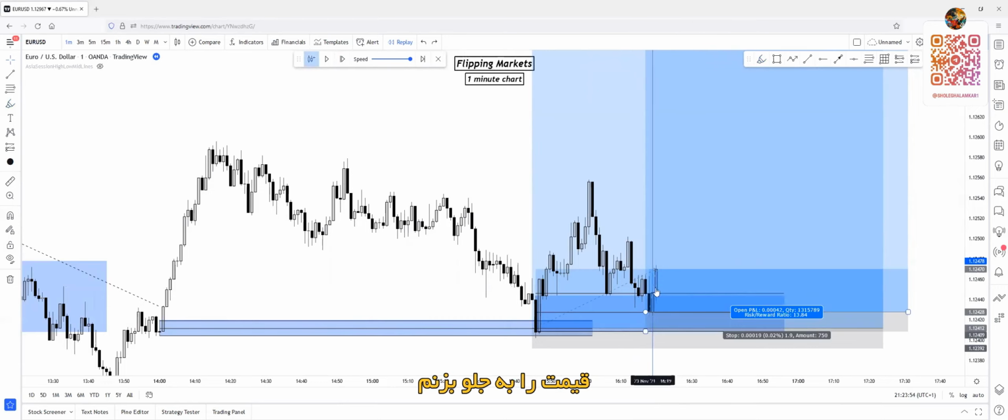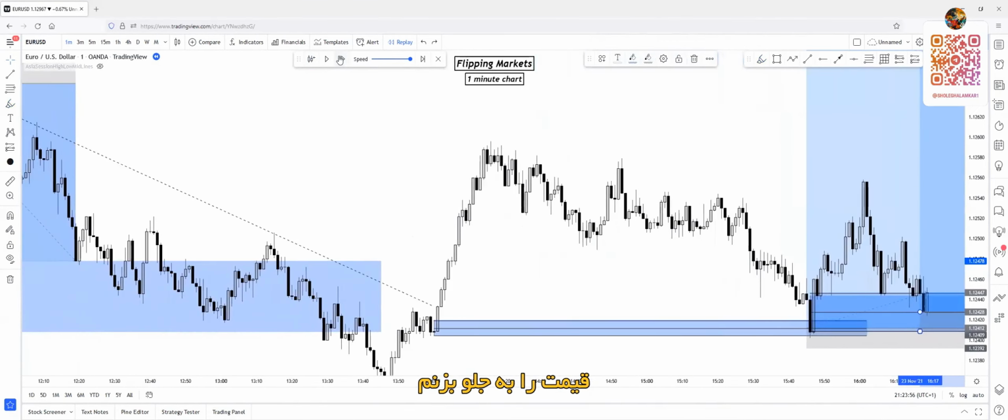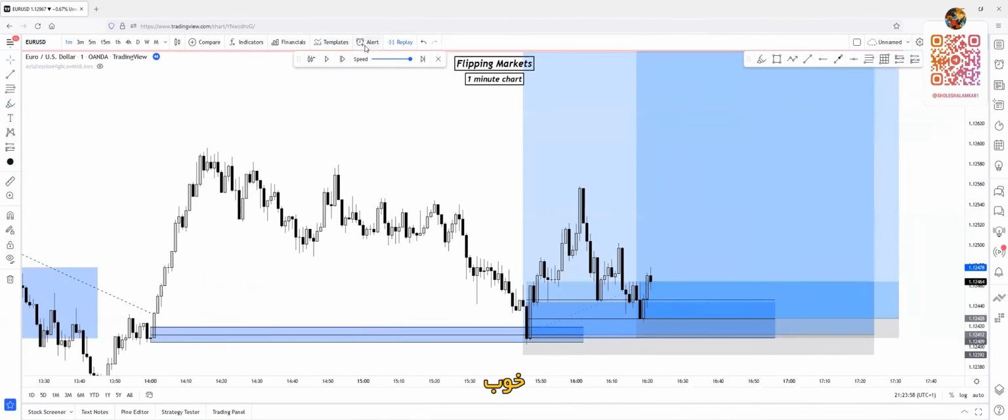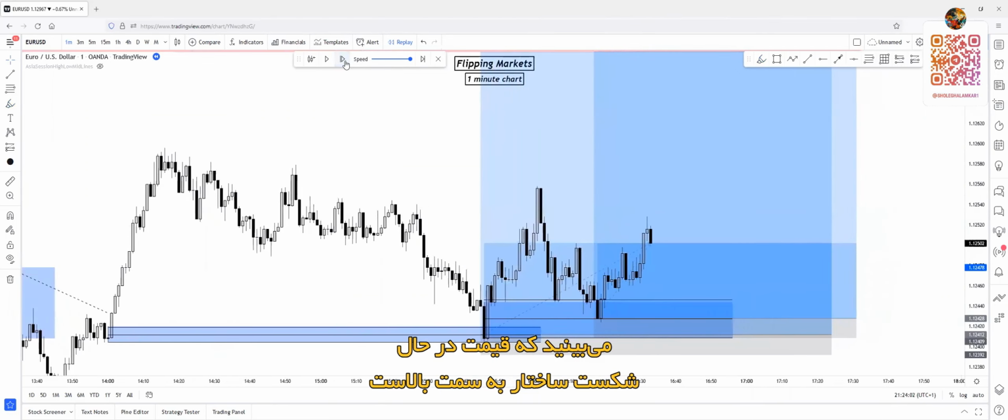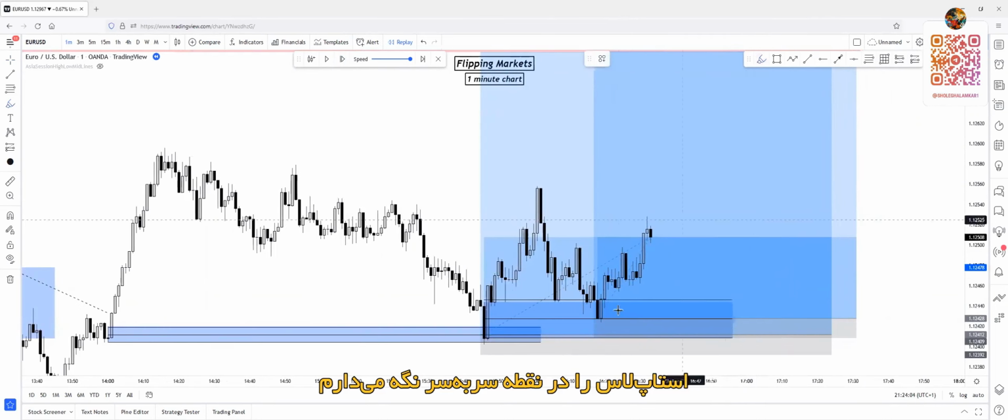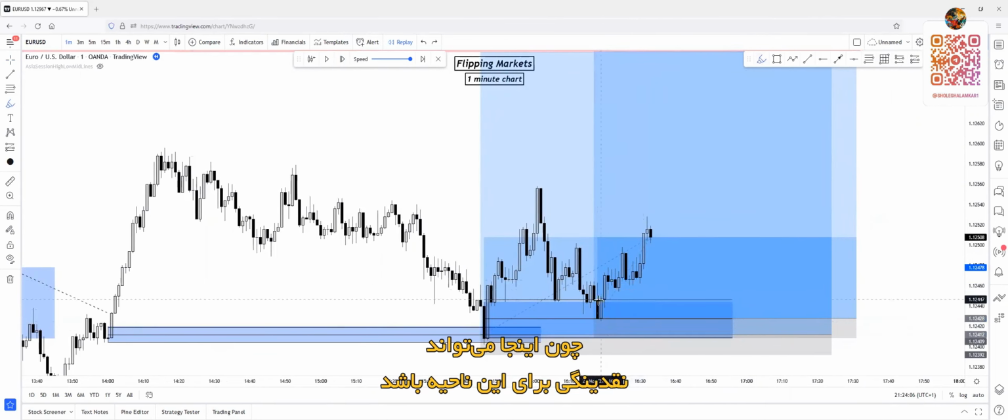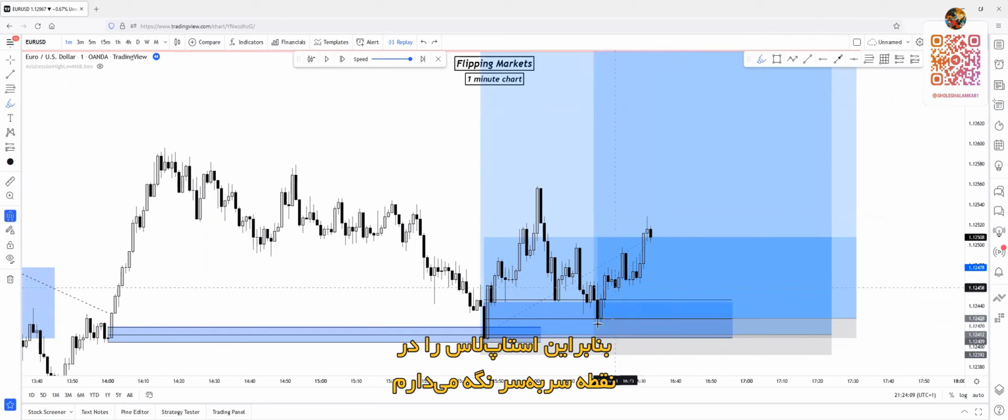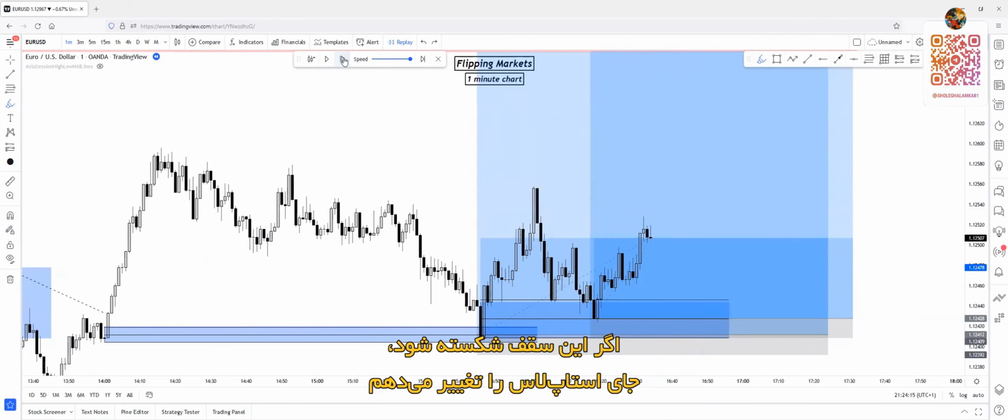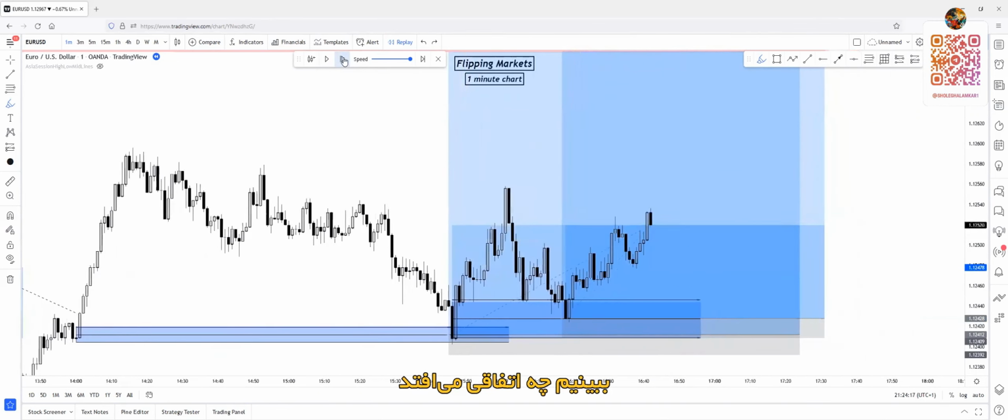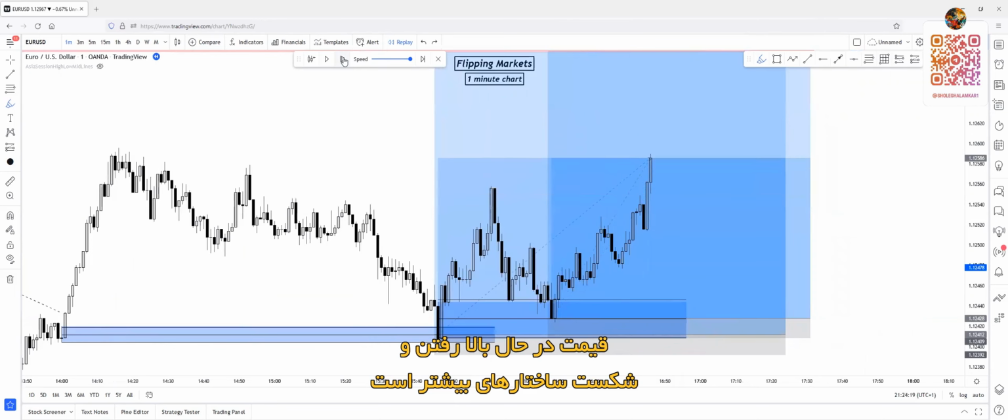Actually, I can play price forward. Okay, so let's just play price forward. As you can see, it's breaking structure to the upside. I will keep my stop loss in break even because this could be liquidity for this zone. So I'm keeping my stop loss into break even. If this high breaks, I will move my stop loss. Let's see what happens. Price is creating more upside movement, more breakout structures.